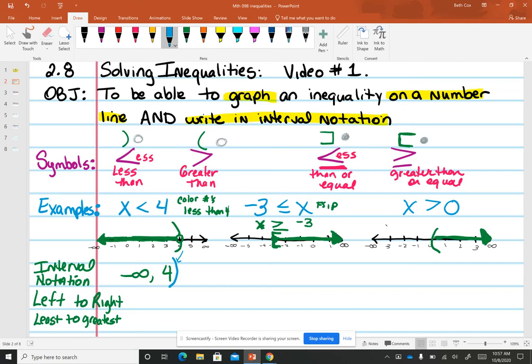Now, what do I put on the infinity? The parentheses means not equal, whereas the bracket means equal. We're not equaling 4, and we technically can't equal infinity. Infinity always takes a parentheses. Always takes a parentheses. So infinity always takes the parenthesis.